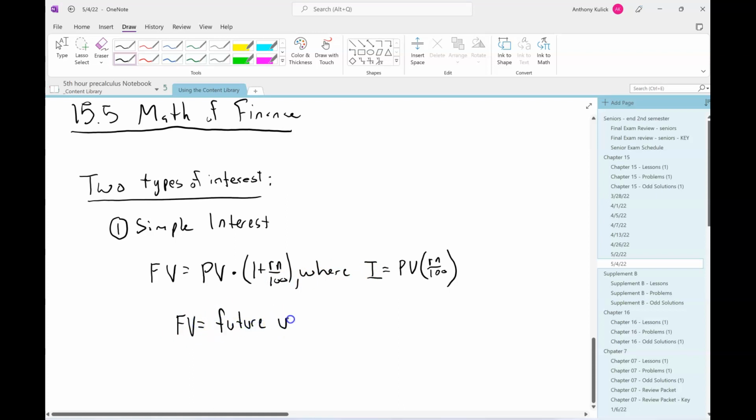FV, we're just going to call the future value. So that would be like you invest some money sometime in the future. How much is that money now worth? Right? That's what we're saying by future value. PV stands for present value. So that would be like the amount of money you invest initially or that you take out in a loan initially.